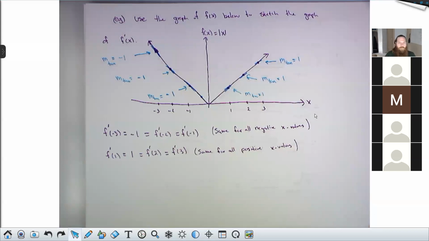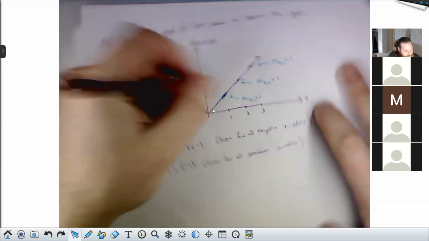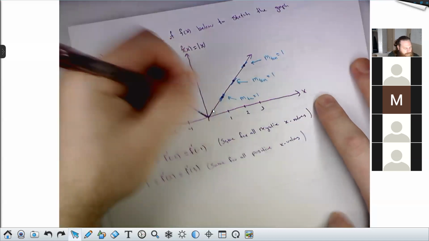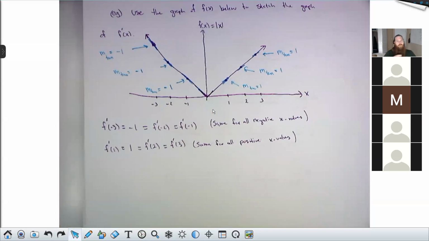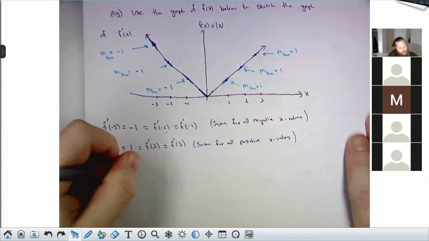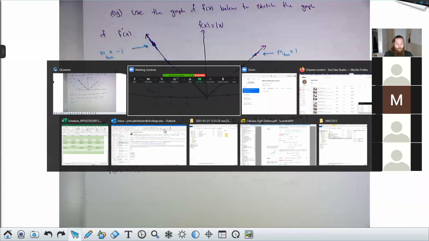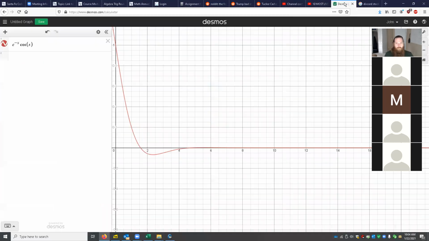Okay, here's a doozy. What about at 0? If we zoom in, is it possible for us to zoom in here and get an idea for the slope of the tangent line at the origin there? 0? It's an interesting question. Let's look at Desmos. 0 is a reasonable guess. In fact, of all the guesses, 0 is the only reasonable one.